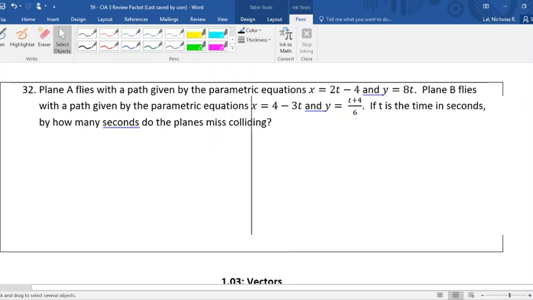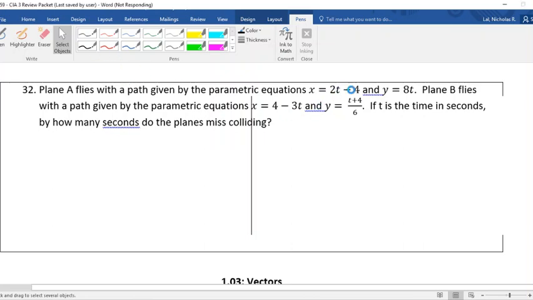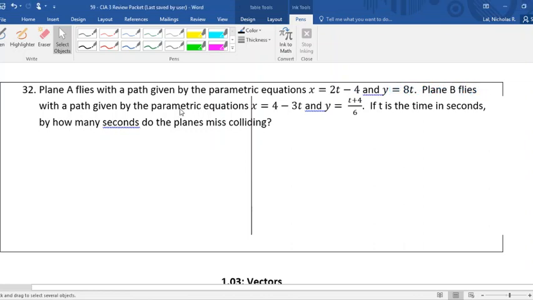Plane A flies with the path given by the parametric equations x is equal to 2t minus 4 and y is equal to 8t. Plane B flies with the path given by the parametric equations x equals 4 minus 3t and y equals (t plus 4) over 6. If t is the time in seconds, by how many seconds do the planes miss colliding?